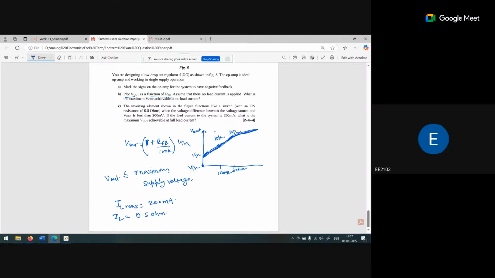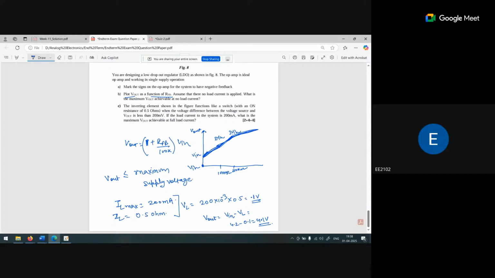So what is the voltage drawn across the load? So VL is what? 200 into 10 raised to power minus 3 multiplied by 0.5. So it is 0.1 volt. So what is V out? V out is nothing but V in minus VL. So that is 4.2 minus 0.1, that is 4.1. Okay, so that is the maximum V out achievable at full load current.